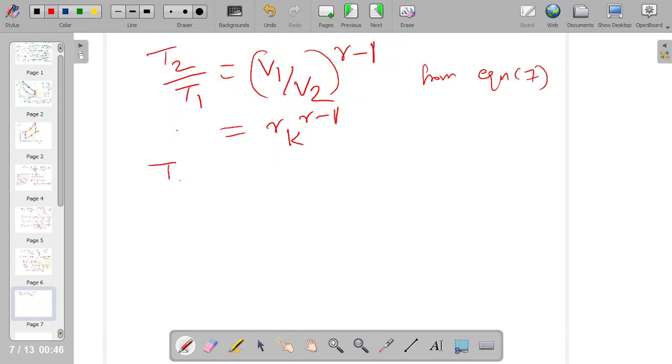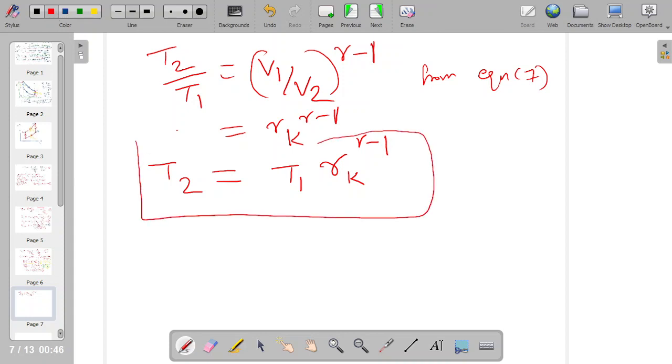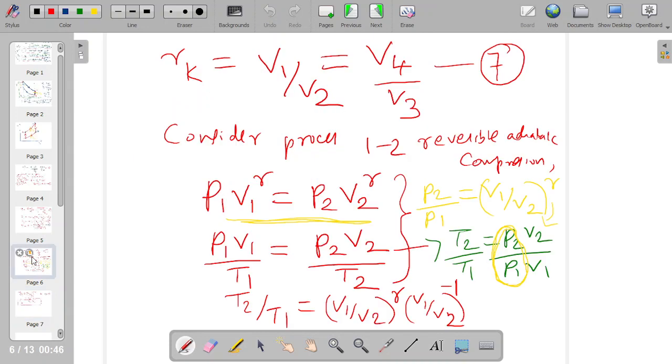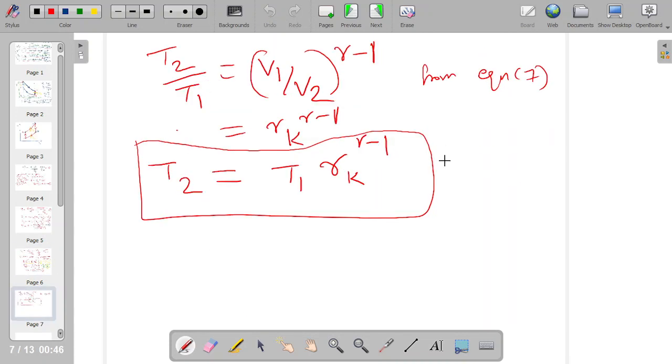So this is our next equation, that is T2 is T1 Rk, the compression ratio, raised to gamma minus 1. This will be another important equation, equation 8. So we have obtained a relation between temperatures 1 and 2 in terms of compression ratio. Similarly, next we have to derive an expression between 3 and 4. Then we can solve further.